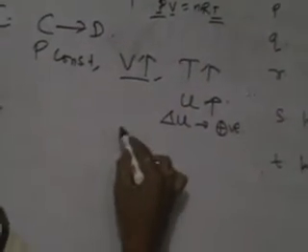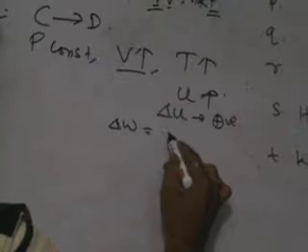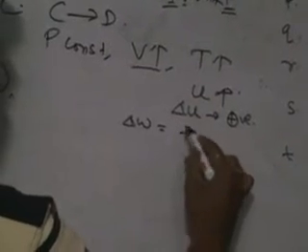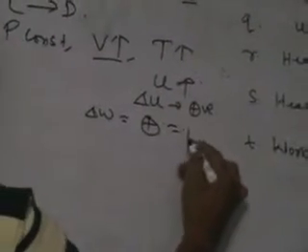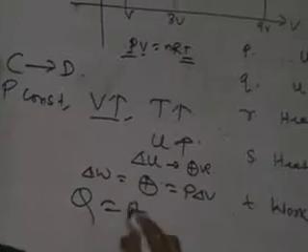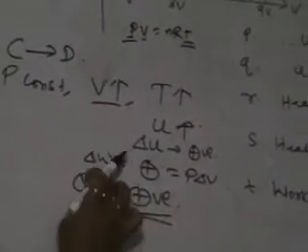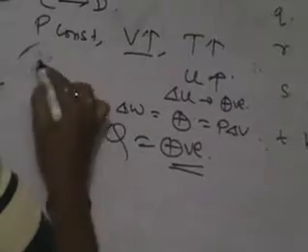V is increasing, so delta W becomes positive, as delta W is nothing but P delta V. As V is increasing, delta V will be positive, so work done will be positive. As delta W is positive and delta U is positive, Q is also positive. So what we are getting? S. So Q and S. This is the correct answer.